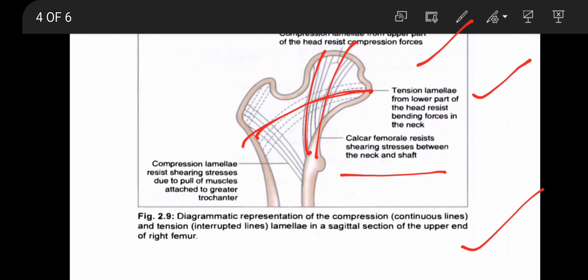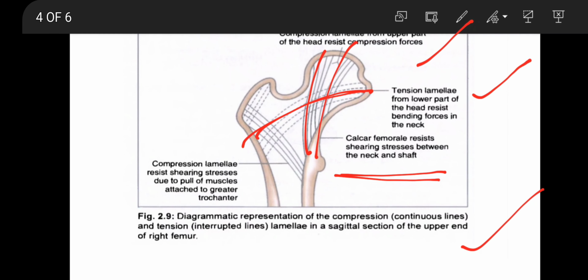And this is the support that we talked about in the previous slide. Calcar femorale resists the shearing stresses between the neck and the shaft. Compression lamellae resist shearing stresses due to pull of muscle attached to the greater trochanter.